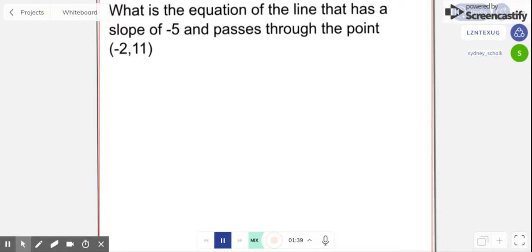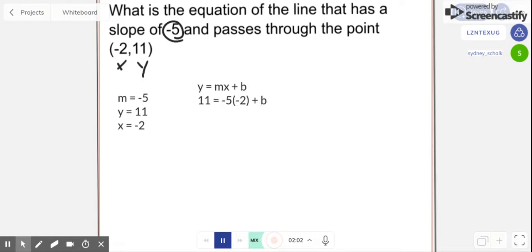So right off the bat with this one, I can see that my x value is not 0. It's actually -2, and my y is 11. Well, we also know that my slope is -5, so I'm going to go ahead and first list those out. So now that I have them listed out, I can go ahead and plug them into my slope-intercept form. Remember, slope-intercept form is y equals mx plus b. So you can see I plugged my 11 in for y, my -5 in for m, my -2 in for x, and now all I have to do is solve for b.